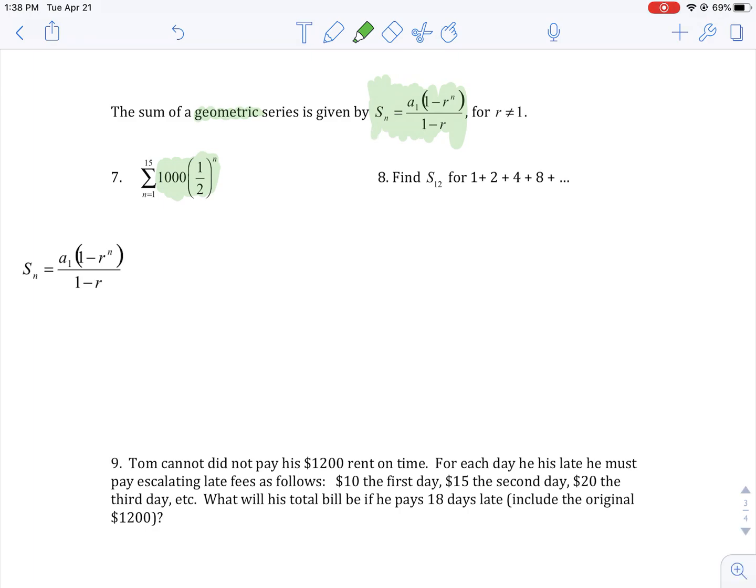It's the first term times 1 minus r to the nth over 1 minus r. I will point out these do not cancel, because of the exponent n. That's on the r, not on the 1 minus r. So you can't cancel those out, although it looks like they almost should cancel out, but it doesn't.